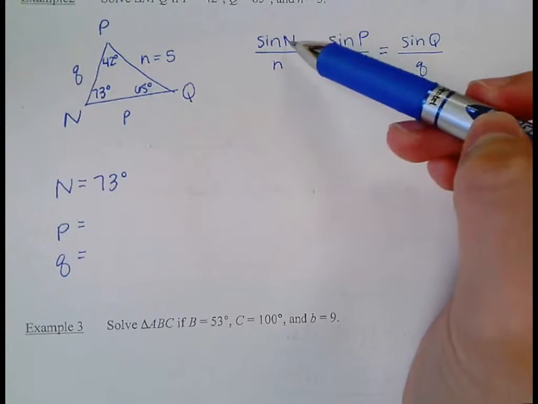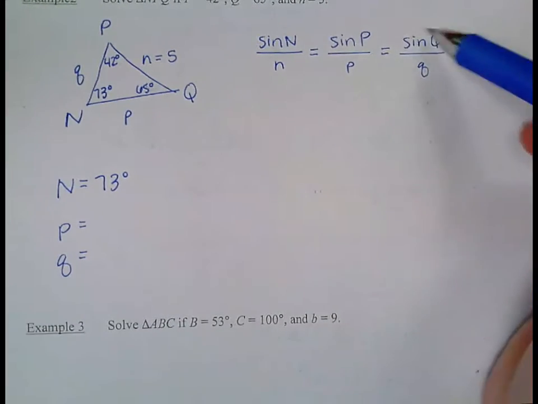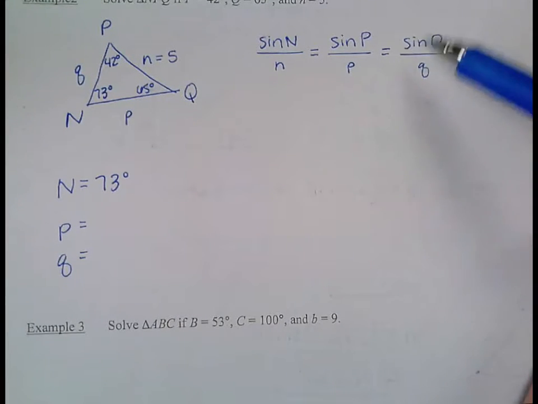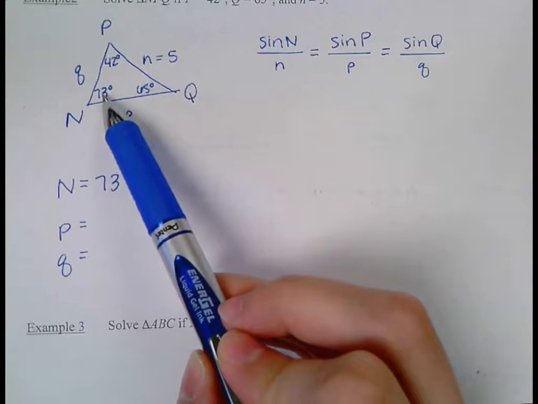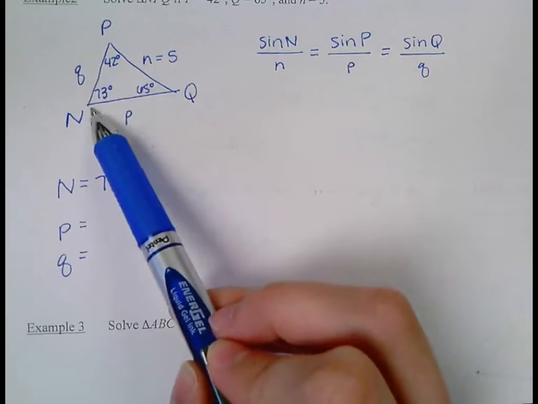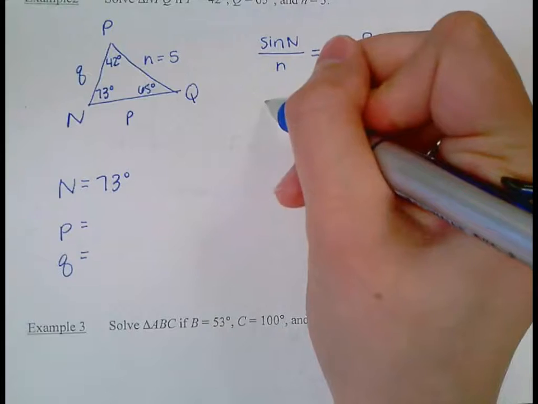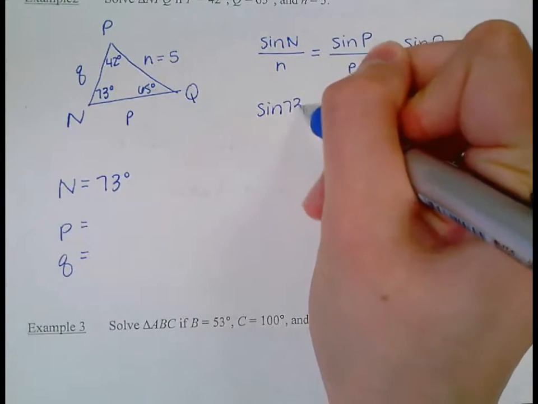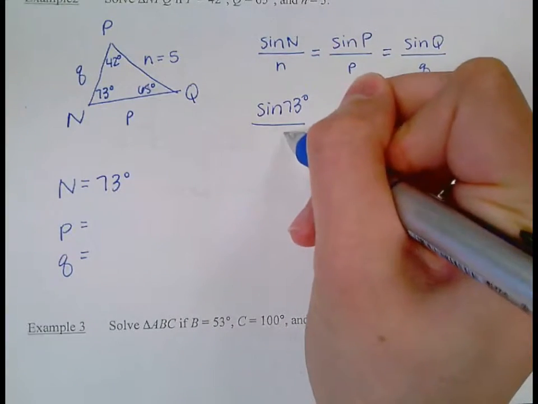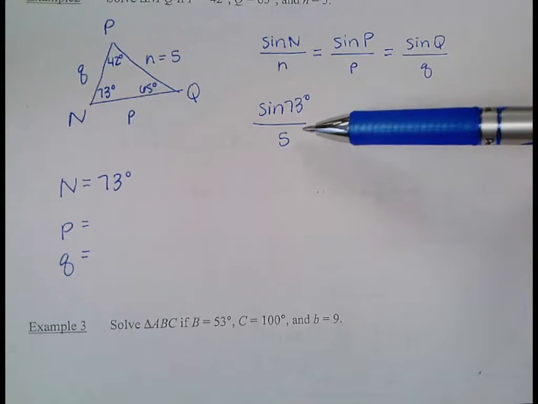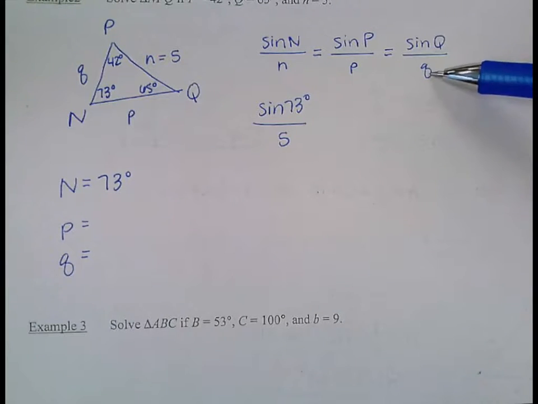So what you want to first look for is you need one of these ratios to be complete, meaning for one of those variables, you need to know the angle and the side across from it. For this example, we just found angle N, and we know side length n. So this is the complete ratio we have: sine of 73 degrees over little n, which is 5. And we're just going to set this equal to one of these other ratios at a time to find the missing side length.